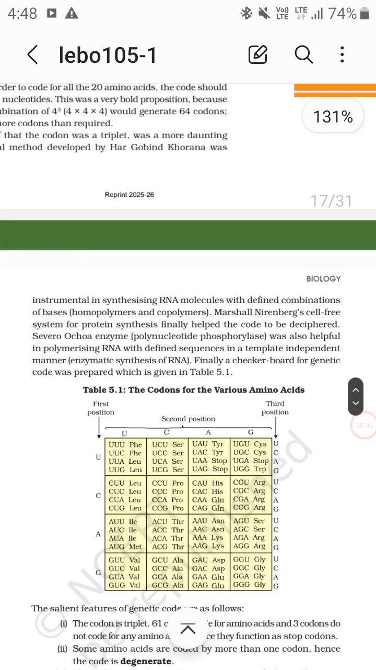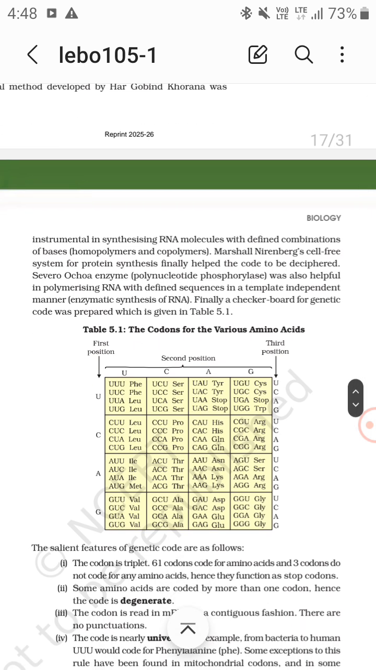Polynucleotide phosphorylase was also helpful in polymerizing RNA with defined sequences in a template independent manner, that is, enzymatic synthesis of RNA. Marshall Nirenberg's cell-free system for protein synthesis and Har Gobind Khorana were instrumental in synthesizing RNA molecules with defined combinations of bases, homopolymers and copolymers.